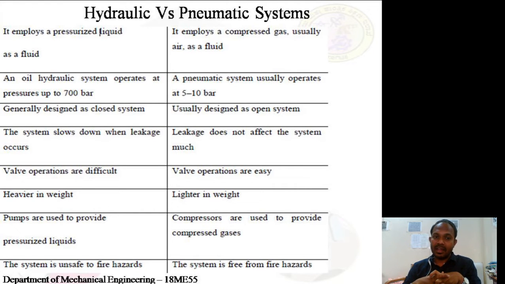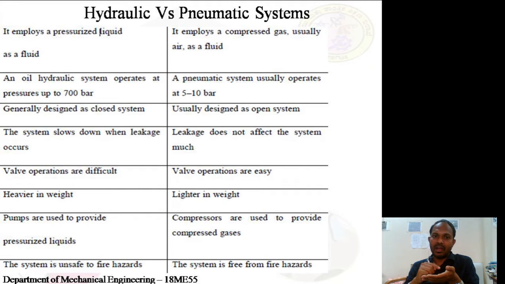Generally, a hydraulic system is designed as a closed system, wherein the oil from the source or tank is taken to the pump, then to the pressure relief valve or the different sectors, and after the actuator it comes back through the return channel to the tank. So it is always a closed loop.